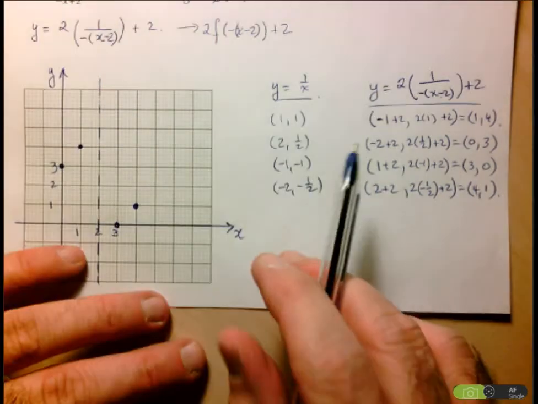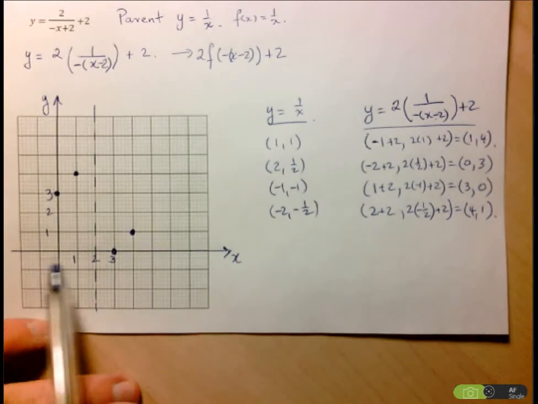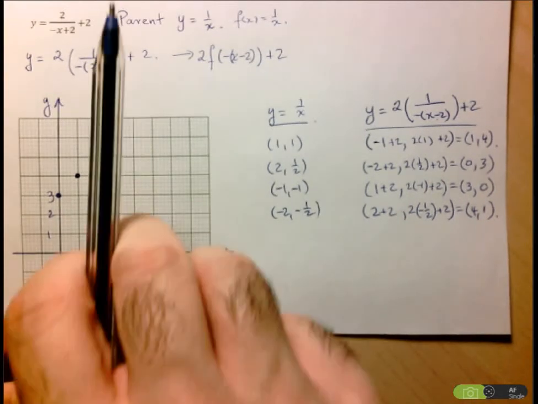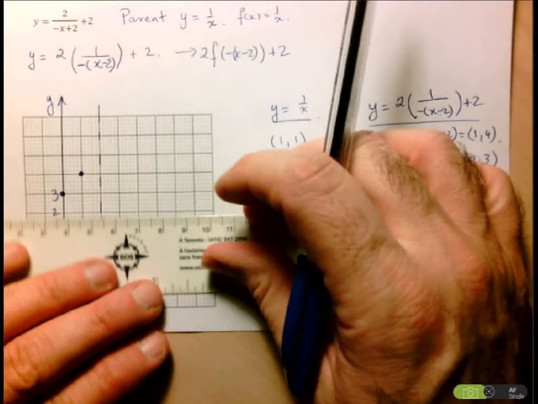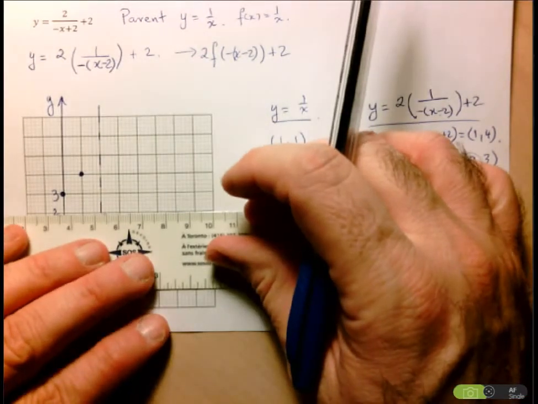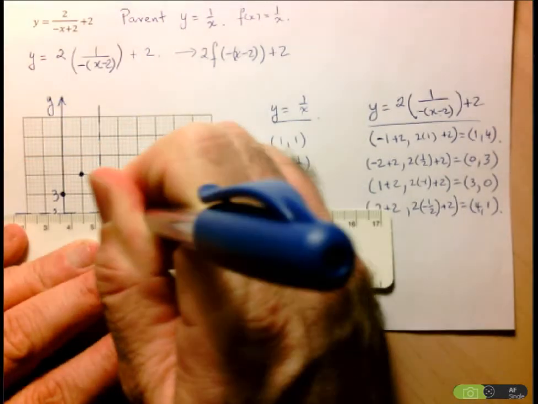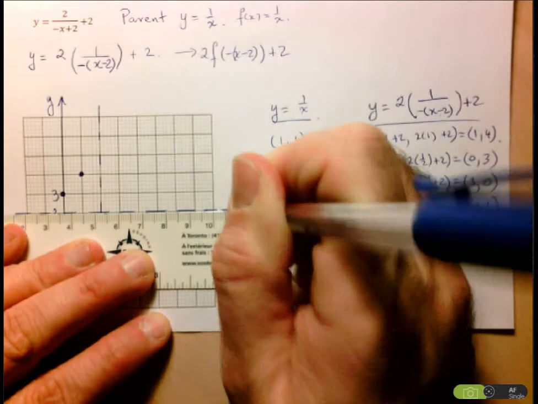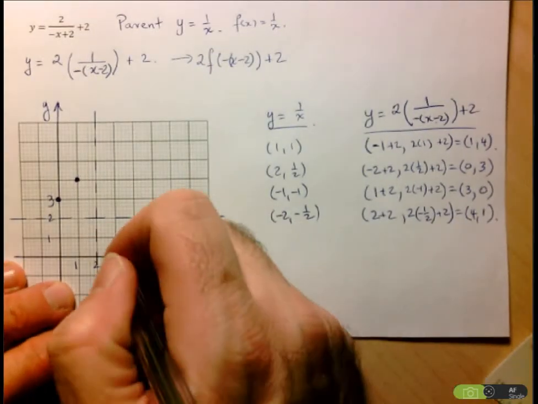Okay, and let's see what's happening to the horizontal asymptote, which is normally y equals 0, but since the whole function is being moved up by 2 units, the new horizontal asymptote is going to be y equals 2. So I'll just use a dotted line again to represent the asymptote. Okay, and now I can draw my function.